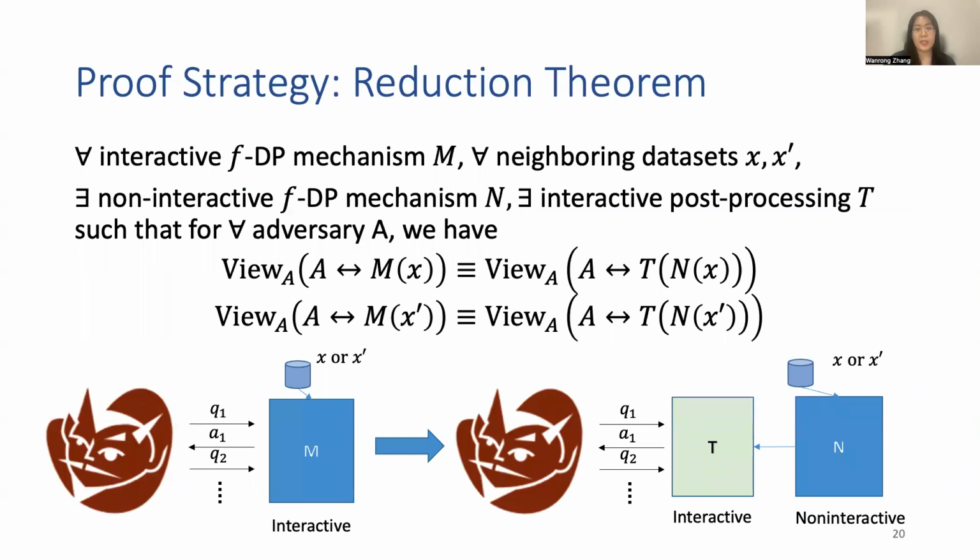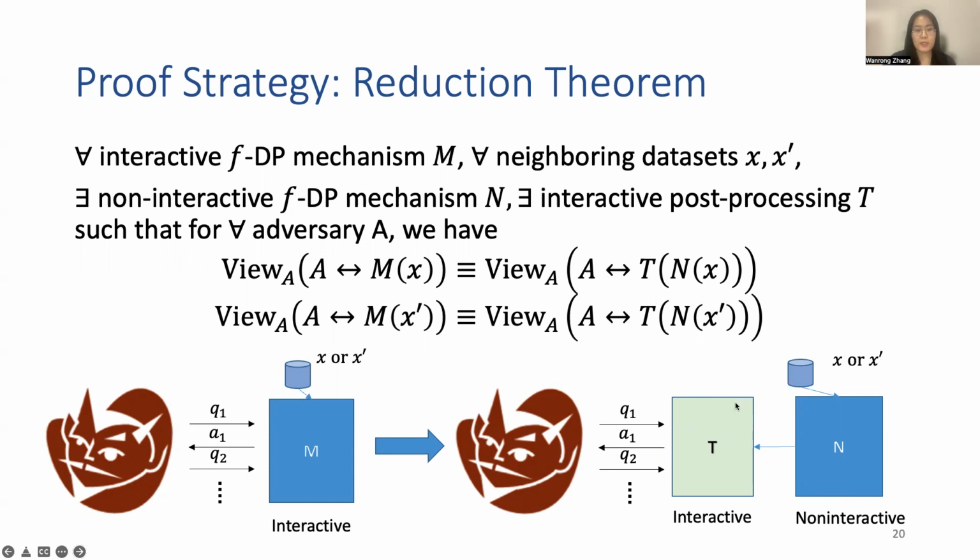So our proof strategy is to show a reduction from interactive mechanisms to non-interactive mechanisms. And we have this reduction theorem. It says for a given interactive mechanism M, for every fixed pair of neighboring datasets, X and X prime, there exists a canonical non-interactive mechanism N, and a post-processing function T, such that the view of the adversary interacting with M is equivalent to the view of the adversary interacting with this post-processing function T, which then takes in N of X as the input. So basically, it says that for a fixed pair of neighboring datasets, X and X prime, every interactive FDP mechanism can be simulated perfectly by an interactive post-processing of a canonical non-interactive mechanism.